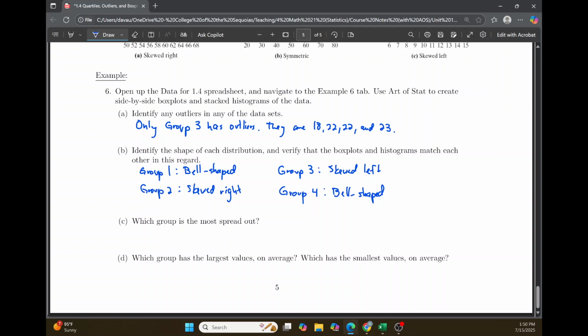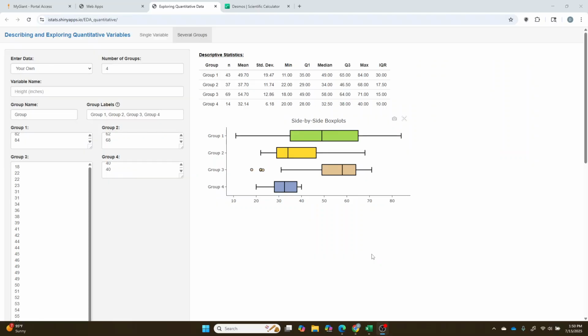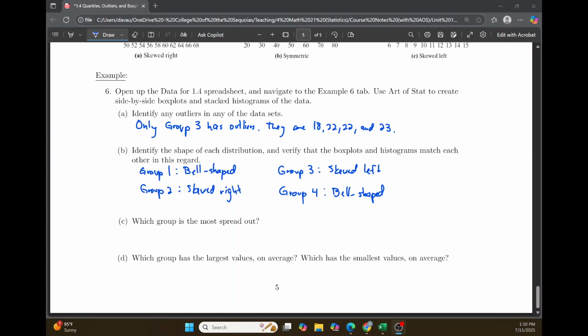Okay, which group is most spread out? Well, that depends on how you measure the spread. So this is something that we'll talk about in a future section, right? How we measure spread. But I think in this case, there's a pretty clear winner, because if you look at group 1, it spans all the way from the smallest minimum to the largest maximum. And even if you ignore the whiskers, the box itself is more spread out than the other 3 boxes. So I would say group 1 is the clear winner in this case. Group 1.